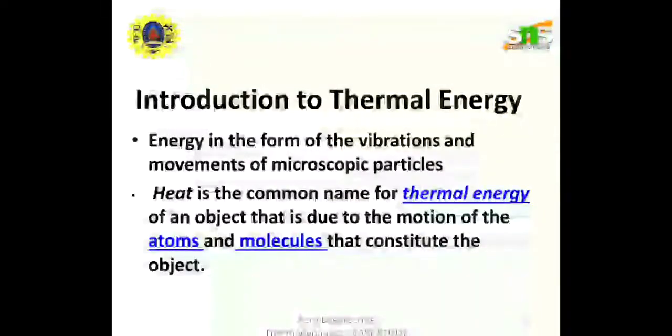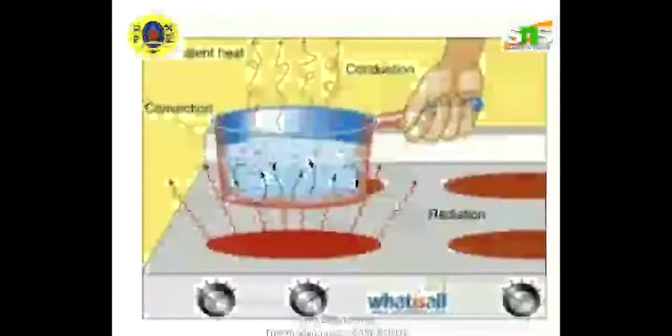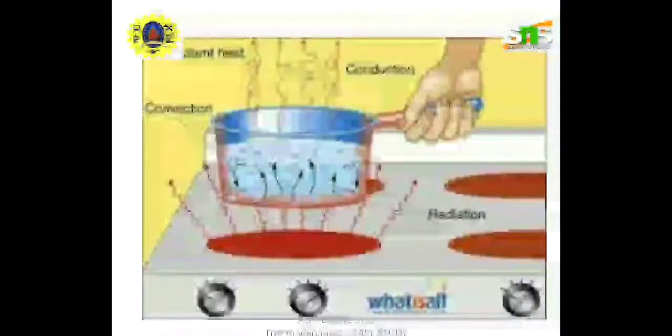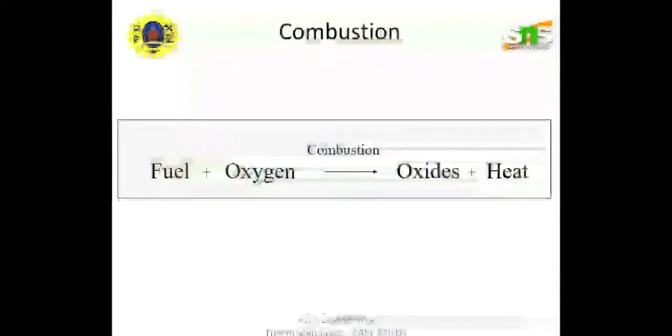Introduction to thermal energy. Heat is the common name for the thermal energy of an object that is due to the motion of the atoms and molecules that constitute the object, and energy in the form of the vibration and movements of microscopic particles. This is the heat conduction mode. There is conduction, convection, and radiation. Latent heat is also produced. Combustion means fuel and oxygen oxidize and release heat.